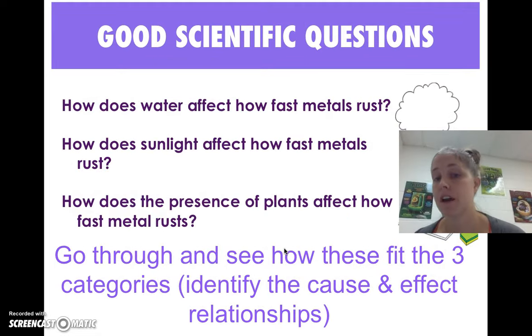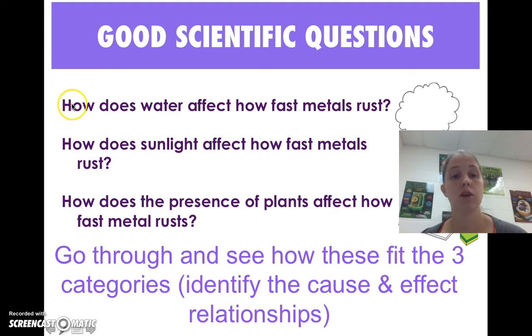How does water affect how fast metal rusts? How does sunlight affect how fast metal rusts? How does the presence of plants affect how fast metal rusts? So we're going to look through these really quick, and we're going to look through our checklist of what all scientific questions must be and figure out if they fit.